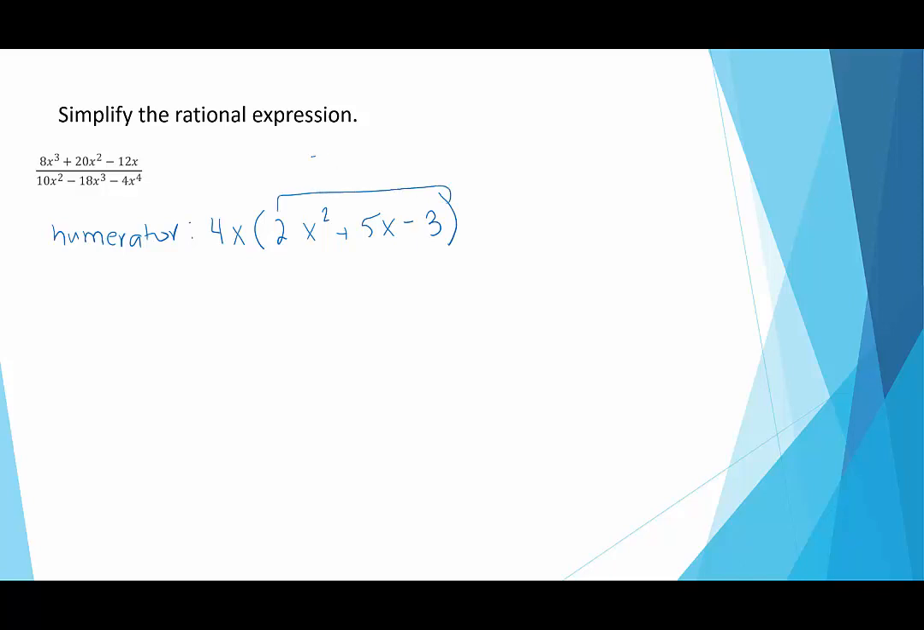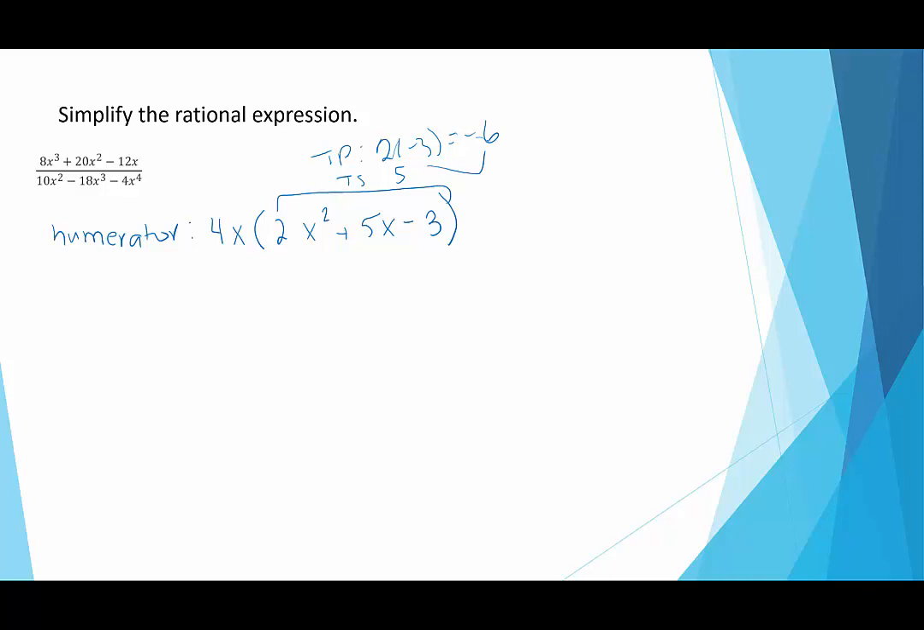So the target product of the trinomial is going to be 2 times negative 3, which is negative 6. And the target sum will be that middle coefficient, 5. So we're looking for 2 numbers that multiply to negative 6 and add up to 5. You have to be really careful with target products of 6 and 5 because there's 2 combinations that work. You have to pay close attention to the signs here.